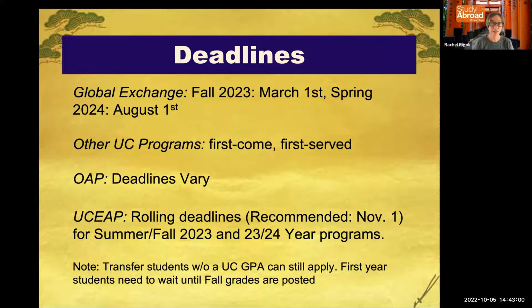OAP deadlines vary. They're usually later than EAP deadlines. If you want to go summer 2023 or fall 2023, they're usually going to be sometime in February or March. So you've got some time there.